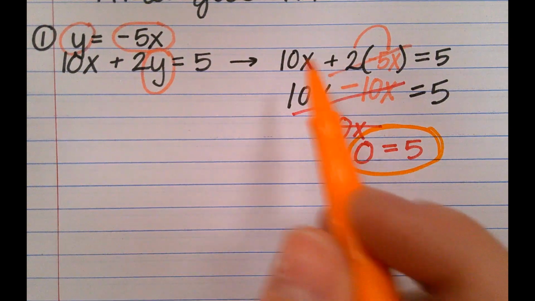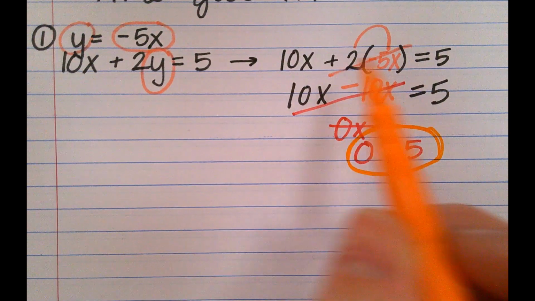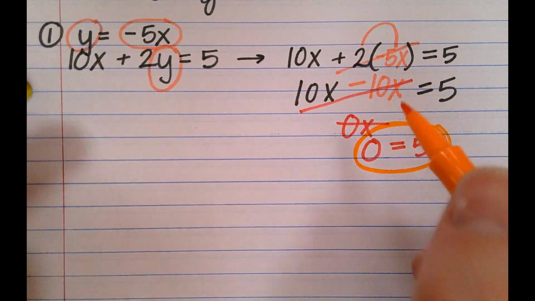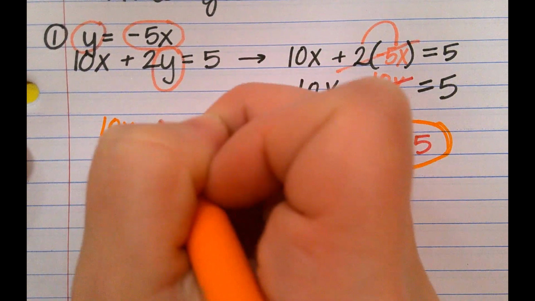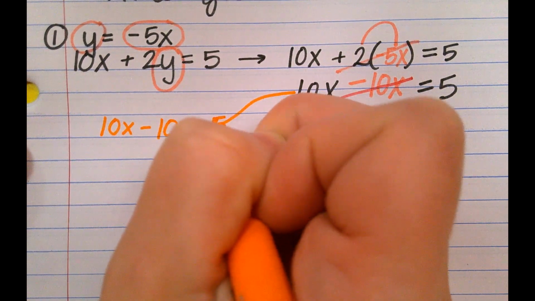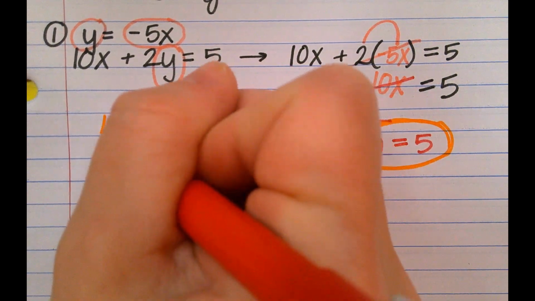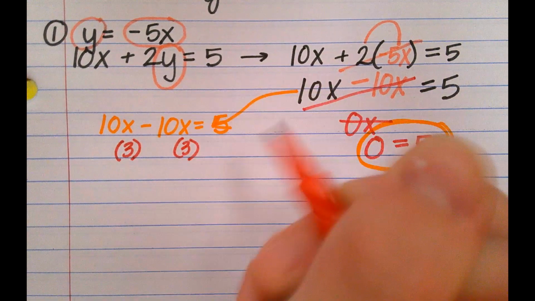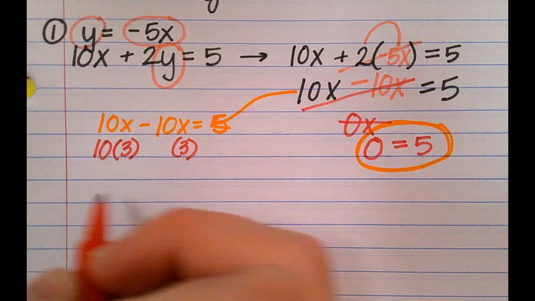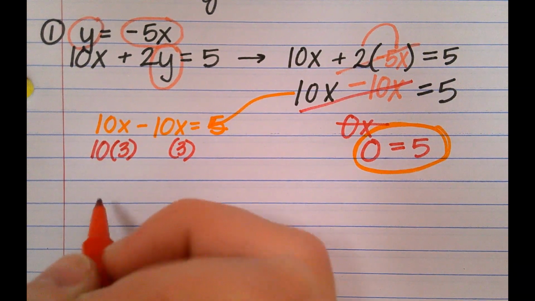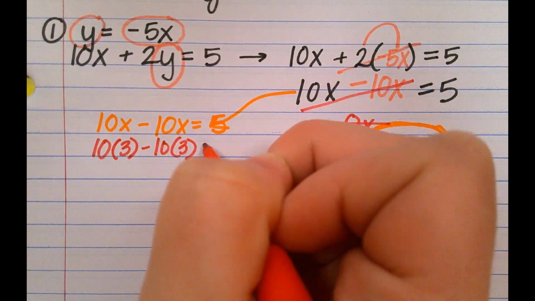I can try plugging any number in the world in for x. No matter what I plug in, this equation is not going to equal 5. Let me show you an example. I'm going to bring over that 10x minus 10x equals 5. Let's say I want to try 3 for x. So instead of x, we'll put 3. I'm not solving for 3. I'm just giving you a random number for x. So 10 times 3 minus 10 times 3 equals 5.